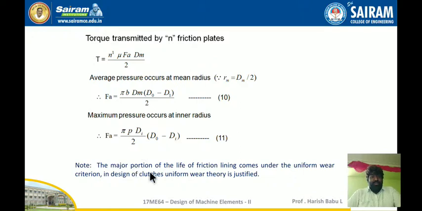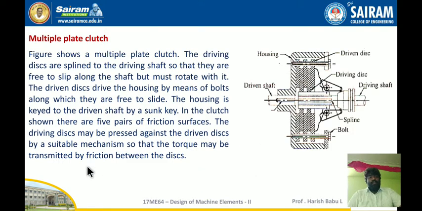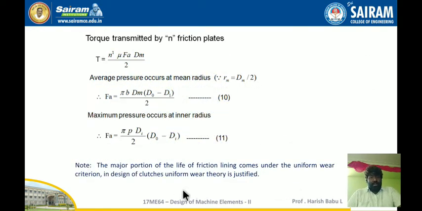So the major portion of the life of the friction lining comes under the uniform wear condition. So in the design of clutches, the uniform wear theory is justified. So you're going to consider normally the uniform wear theory for the calculation purpose.